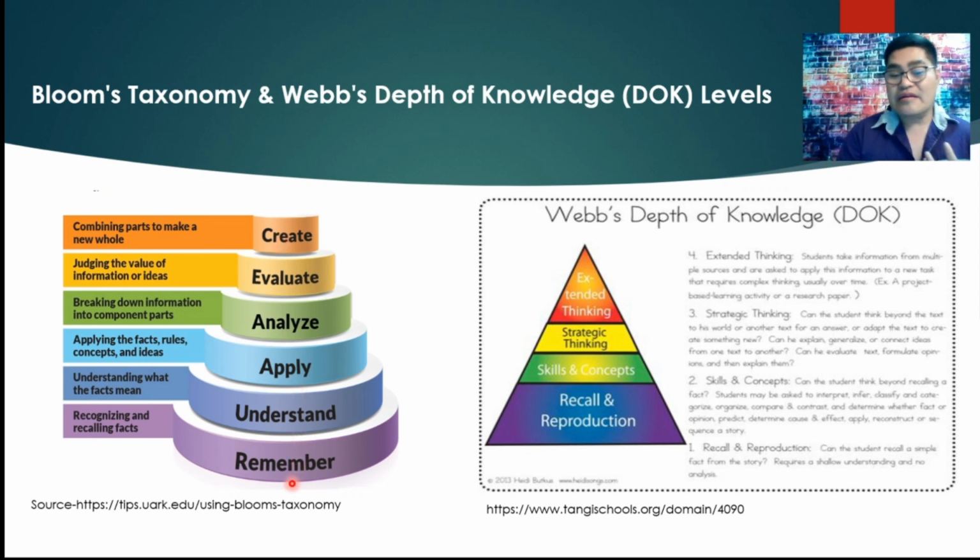They are remembering or recognizing and recalling facts. They're understanding what that fact means, and they are also applying the rules and the concepts that you have thought or shared, and they're also analyzing wherein they are breaking down information and components, and they're also evaluating wherein they are judging the information or the ideas, and finally the highest level is they are combining parts to make a new whole, a new meaning. So they are recreating. So that's about rigor when it comes to Bloom's taxonomy.